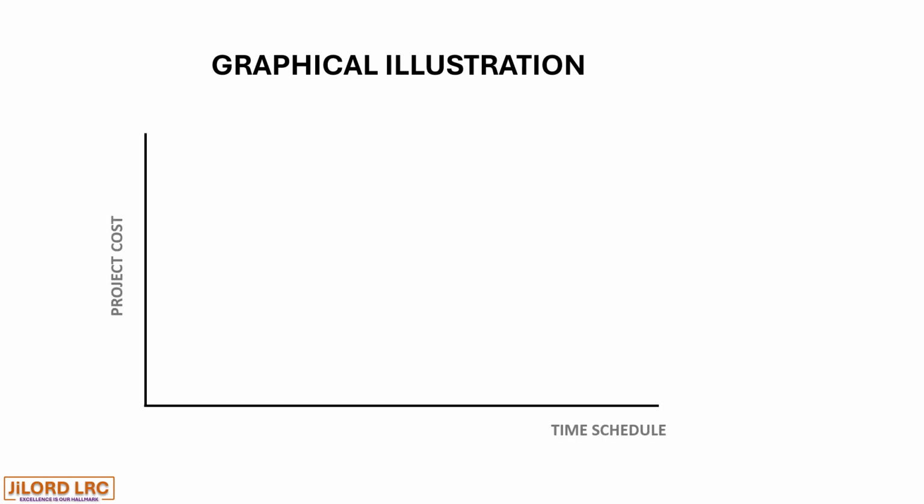Let us look at graphical illustrations of the earned value management. You have a vertical axis labeled project cost, and the horizontal axis as the time schedule or timelines.